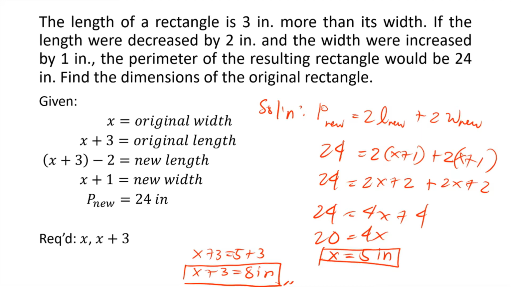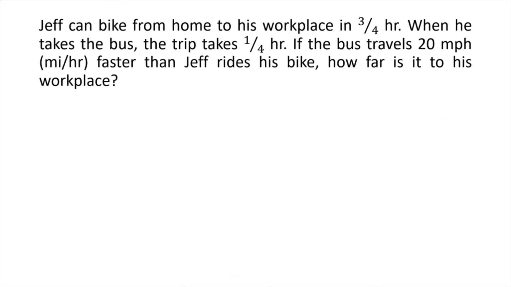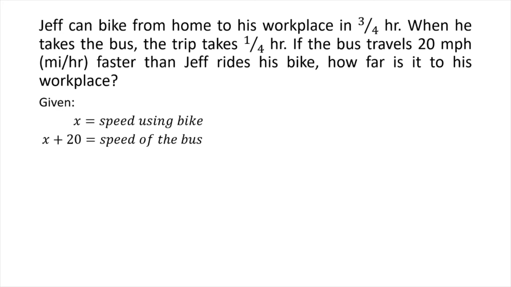Next problem. Jeff can bike from home to his workplace in 3/4 hours. When he takes the bus, the trip takes 1/4 hours. If the bus travels 20 miles per hour faster than Jeff rides his bike, how far is it to his workplace? Let's begin by defining his speed. If he rides his bike, let's call that x. And then if he takes the bus, the speed is 20 miles per hour faster, or that's 20 more than x, so x plus 20.